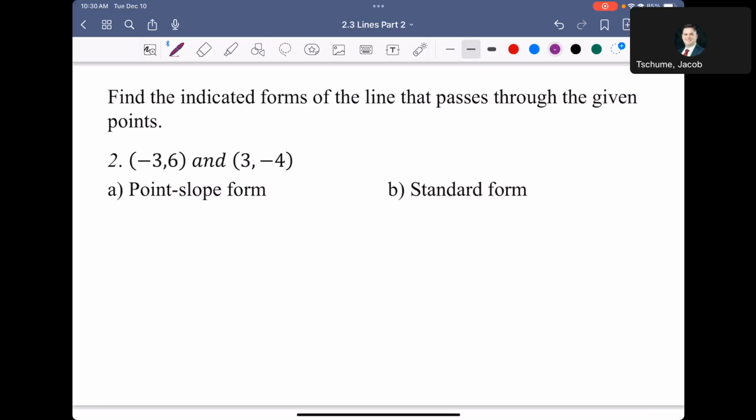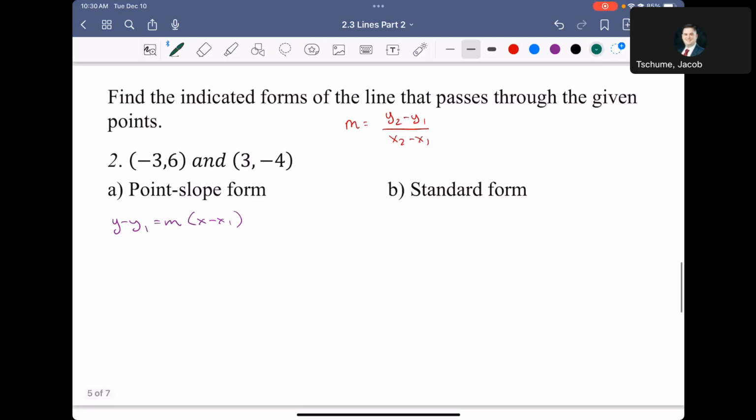Now, the one issue is that, if you remember from the last slide, in order to do point slope form, you need to know 1 point and you need to know the slope. Well, we've got 2 points, so we can pick whichever one we want, but we don't know what the slope of the line is yet. And so if you go back to the previous video or the first half of section 2.3, I gave y'all a formula to find the slope between 2 points. And it was m equals y2 minus y1 divided by x2 minus x1.